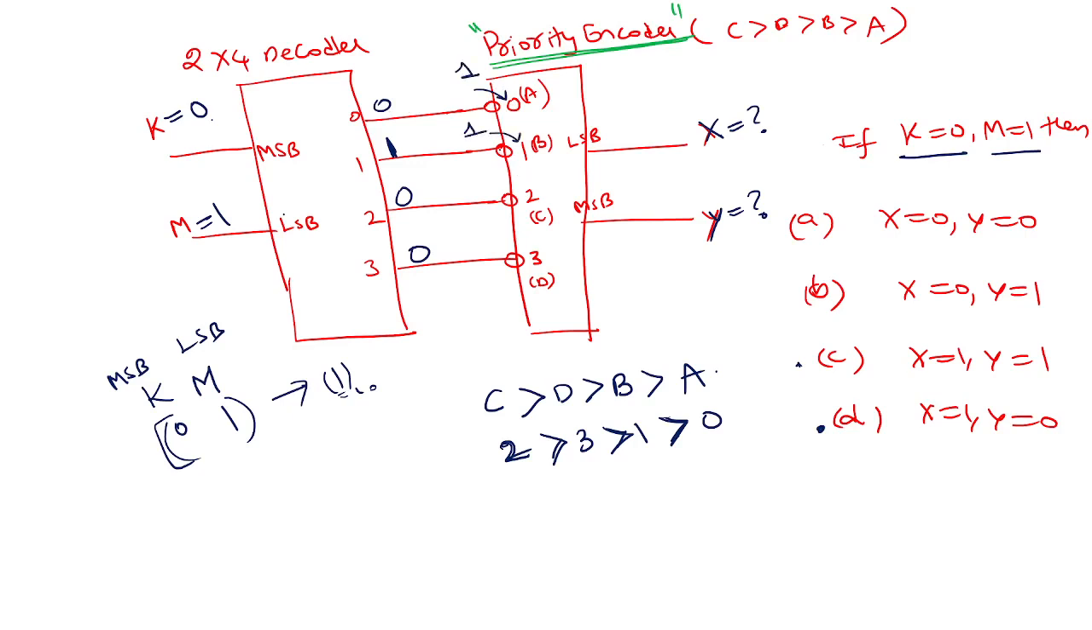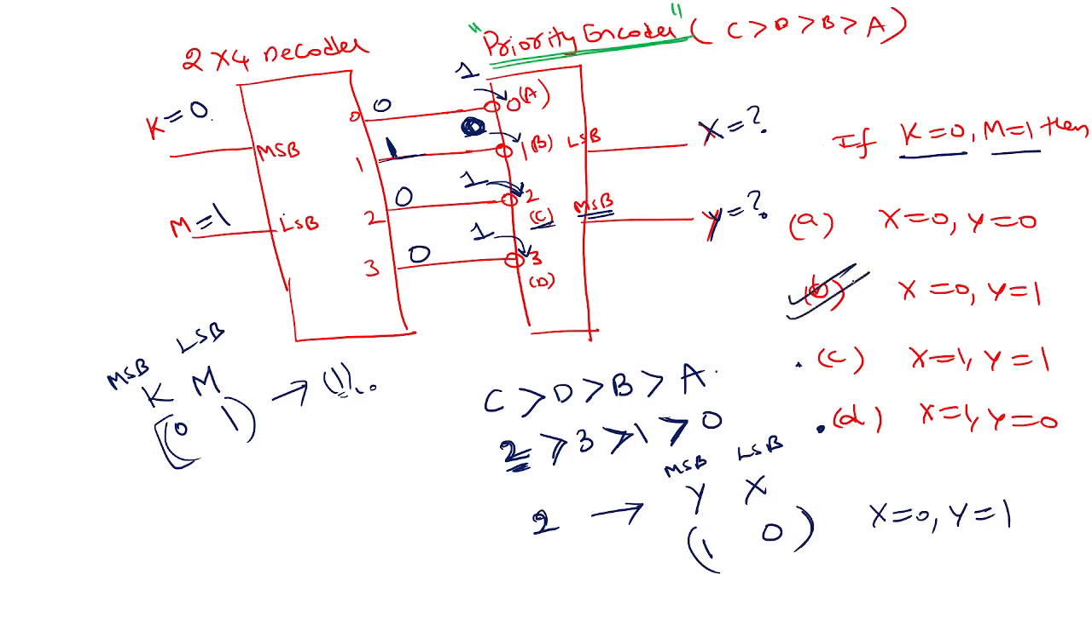Here 0, right? Because this line is already 1. Here it is 1. Here it is 1. Now you can see the first priority C. That line has become 1. Yes, you already received 1. Because you received 1, the output will be encoded as 2 at the output side. So what is MSB? MSB is Y, correct? Y is MSB. X is LSB, right? So 2, how to write it in binary? 1, 0, correct? So X is 0, Y is 1.